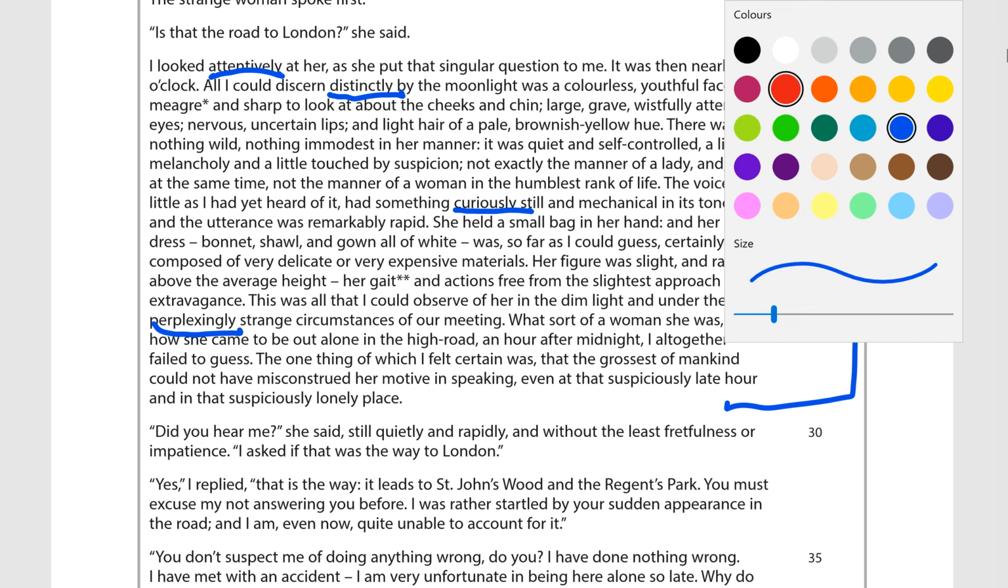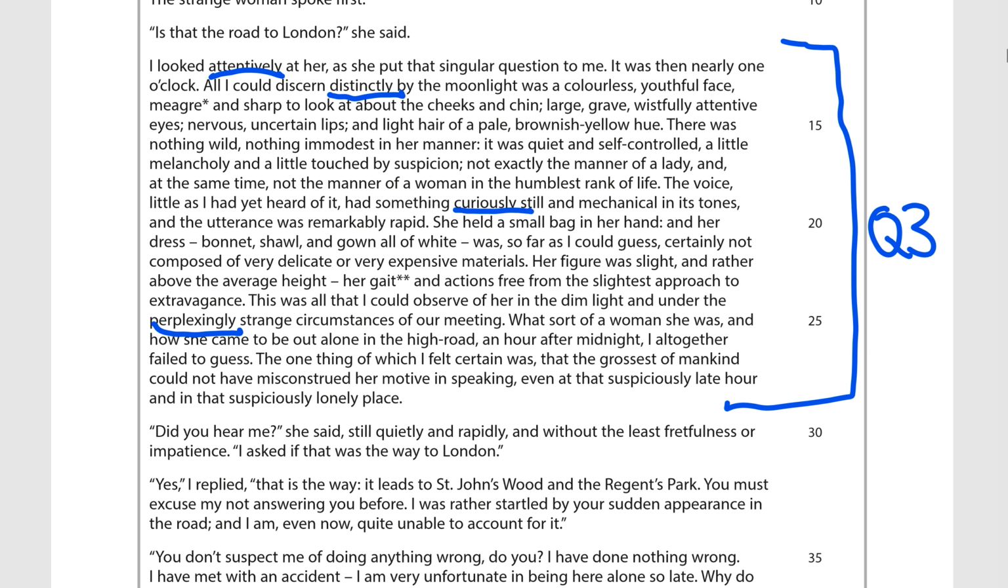So I find it's quite helpful in the exam if you've got different colour highlighters or pens, you can annotate in different colours for language and structure. So I'm going to do this one in red. So a couple of things here, which I would say, first of all, we've got a bit of listing here, haven't we? Bonnet, shawl, and a gown all of white. So we've got listing, and also we've got a very long sentence with lots of description in it. Okay, so you could write about either or both of those.